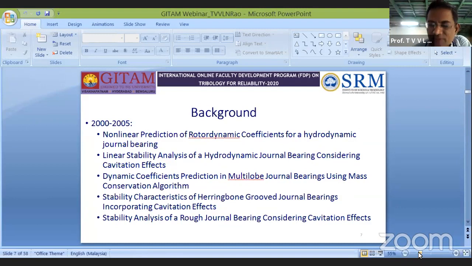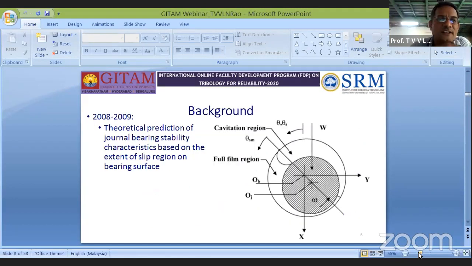So these were some of the works, and way back in 2008 and 9, as I was referring earlier, we started working in the area of slip, and later, of course, combined texture in 2010, and started working in the area of partial slip texture journal bearings, slider and journal bearings. So this was our main focus of research.